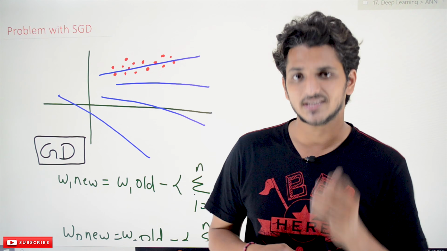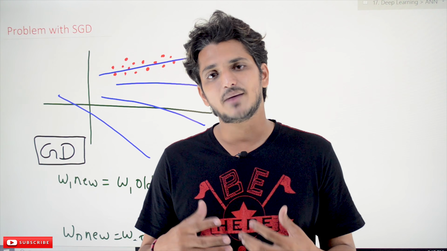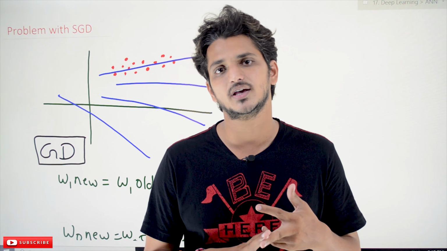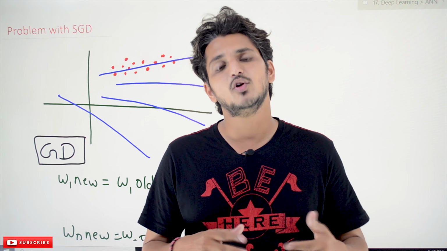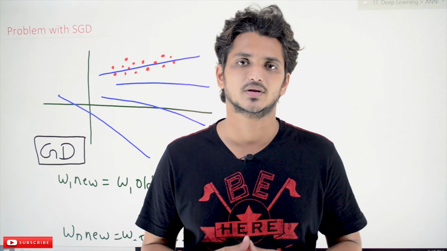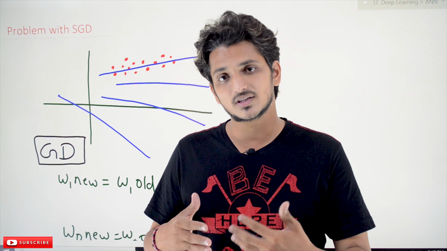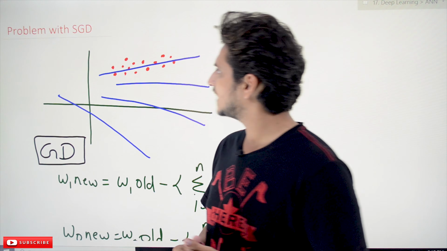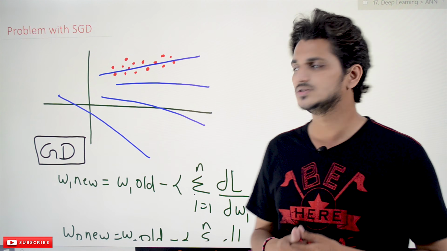Coming to today's class, we'll take an example and refresh the concepts of stochastic, batch and gradient descent. Then we will understand what the problem is that we face in neural networks. In our next classes, we will discuss the solutions for these problems. The example we consider here is this one.